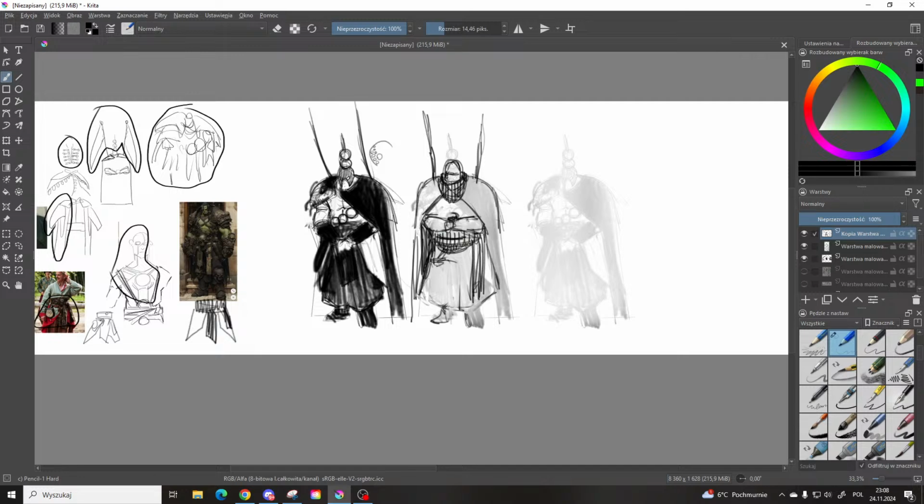I think the belt, I did the belt too low, and it's making him look like he has super short legs.